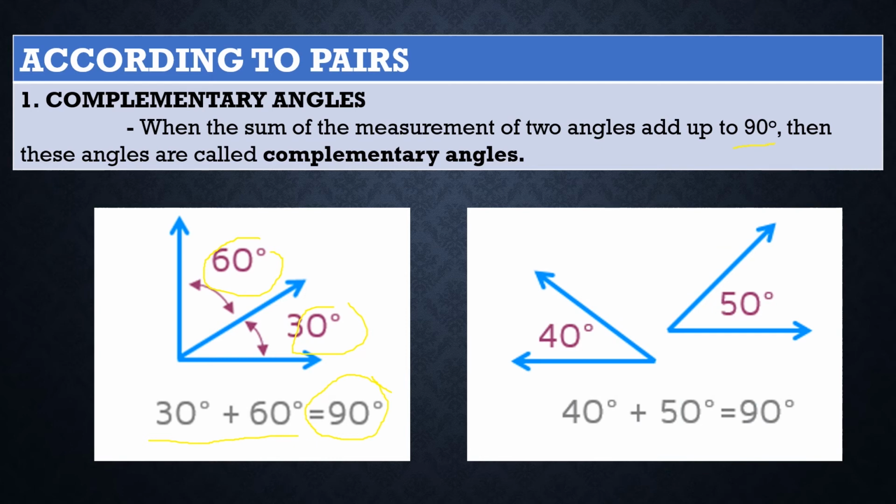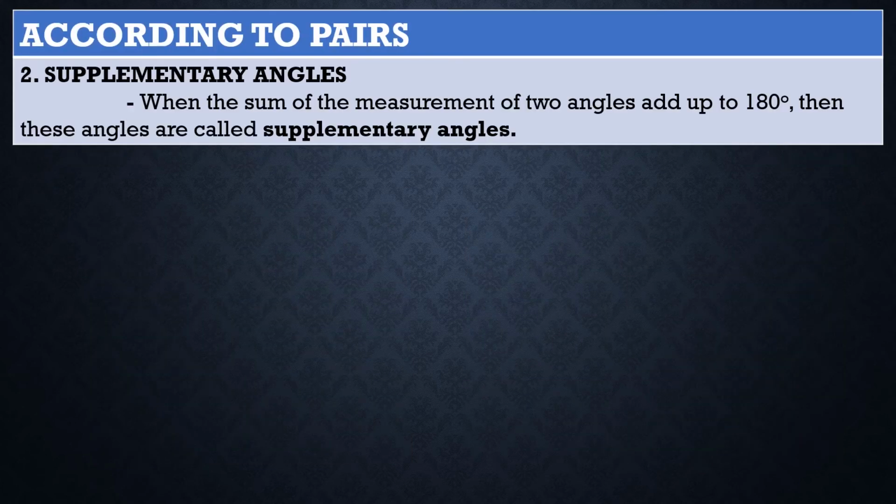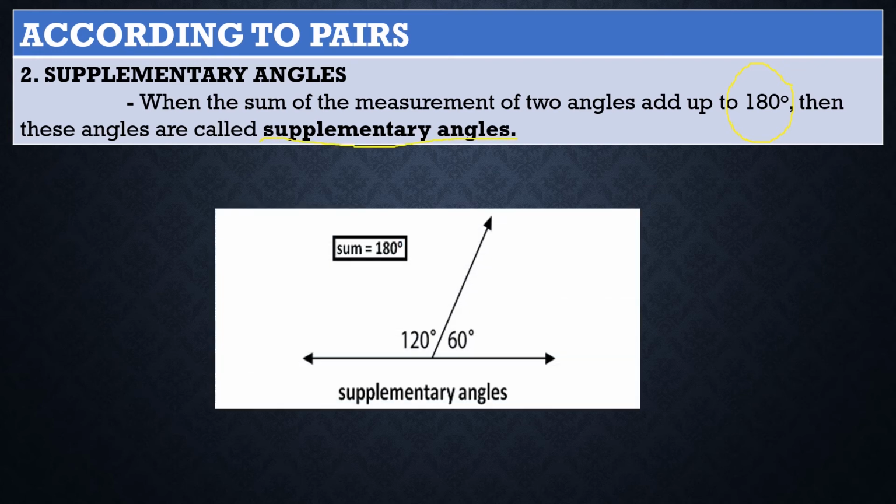Okay. We can also have this one, 40 and 50. So they are complementary angles. Again, kasi nga, their sum is equal to 90 degrees. Now, if the sum of two angles is equal to 180 degrees, then we call these angle pairs as supplementary angles. So halimbawa, we have 60 degrees, yung isang angle. Yung isang angle naman is 120 degrees. So if you're going to add them, they will add up to 180 degrees. Therefore, these two angles will be considered as supplementary angles.